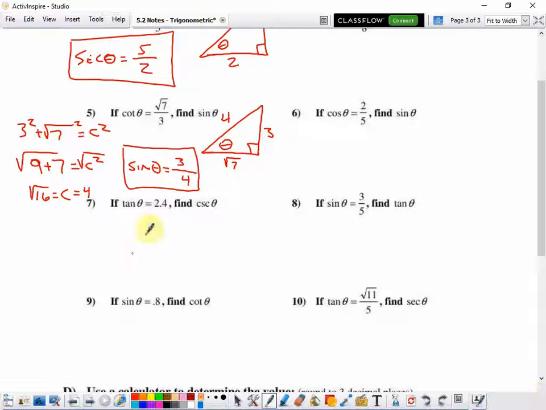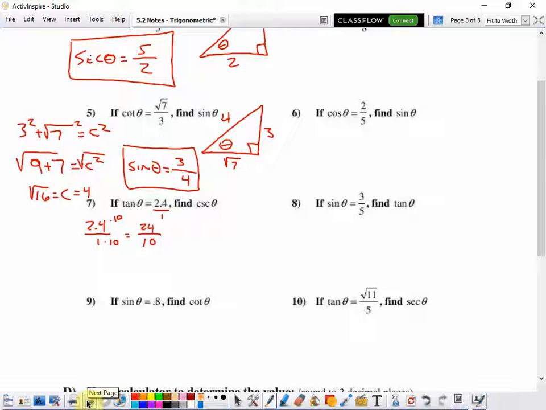If tan theta is 2.4, I'm going to make that 2.4 over 1. Now we're looking for a ratio. I can simplify this ratio and it still has that same value. In order to move that decimal one place, I'm going to have to multiply by 10. So I'm going to multiply the numerator and denominator here by 10. So 2.4 over 1 times 10 in the numerator and 10 in the denominator is 24 over 10.